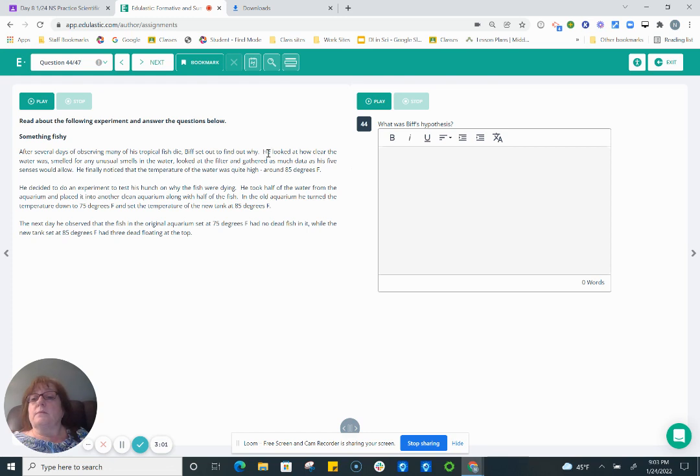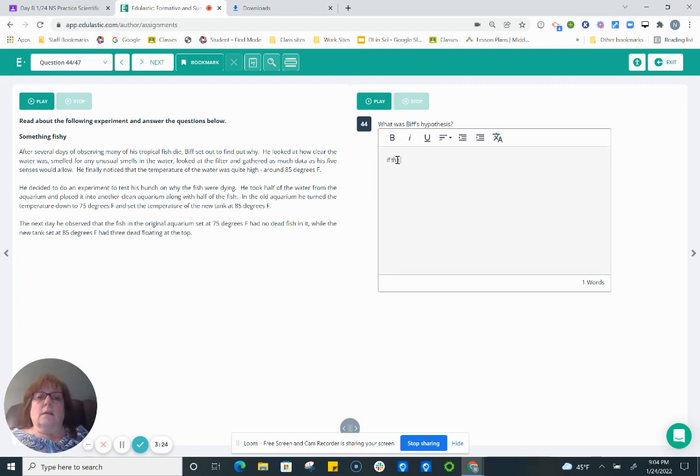So what was Biff's hypothesis? He basically thought that if the water temperature is 85 degrees, then it is too high, making the fish die. That is pretty much his hypothesis. And when you write a hypothesis, I prefer an if then statement.